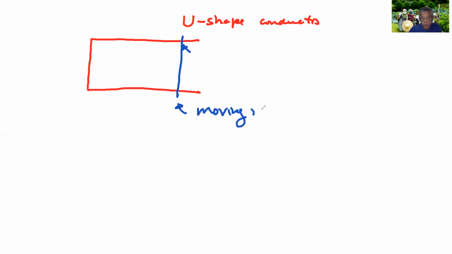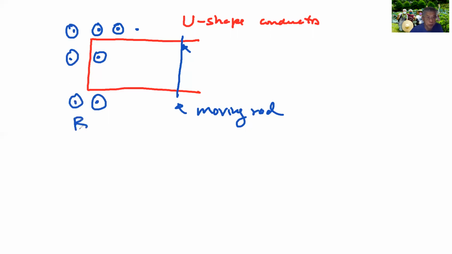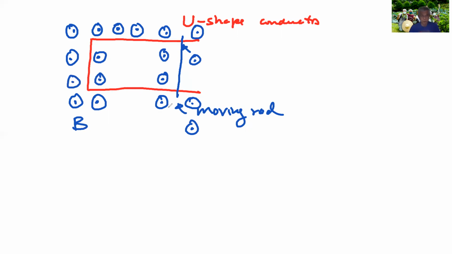Moving rod, okay? And then your magnetic field is everywhere out of page. Everywhere is out of page. Just drawing the B field, right? This is the B field everywhere. Too many to draw, but you get the idea, right?